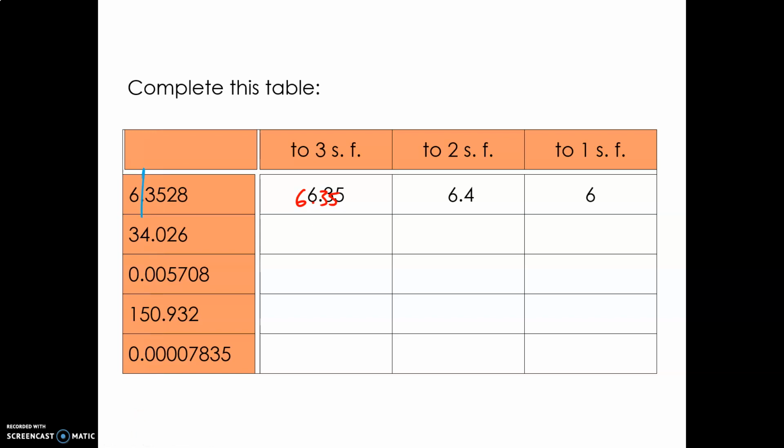What I'd like you to do is have a go at completing all of the answers from the rest of the table, and then we'll go through. So stop the video now and turn it back on once you've completed that table.